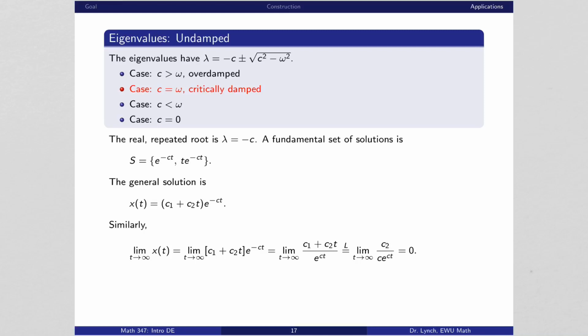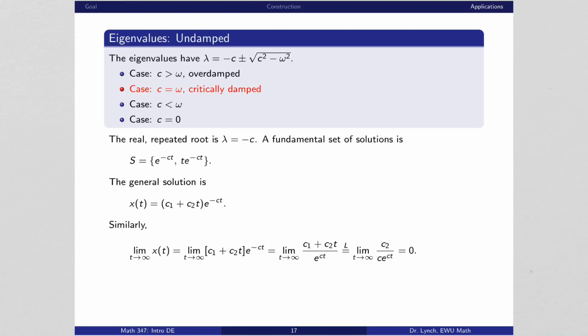Now, to show that, you have to be a little bit more clever and use L'Hopital's rule. I know you remember L'Hopital's rule, you know it and love it, but in any case, here it is. The long-term behavior of this so-called critically damped case is also that the solution tends to 0 for any C1 and C2, or you can think of that as any initial conditions.